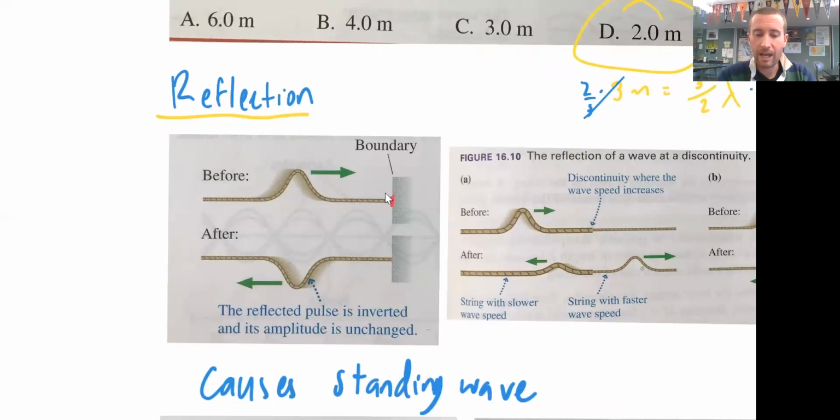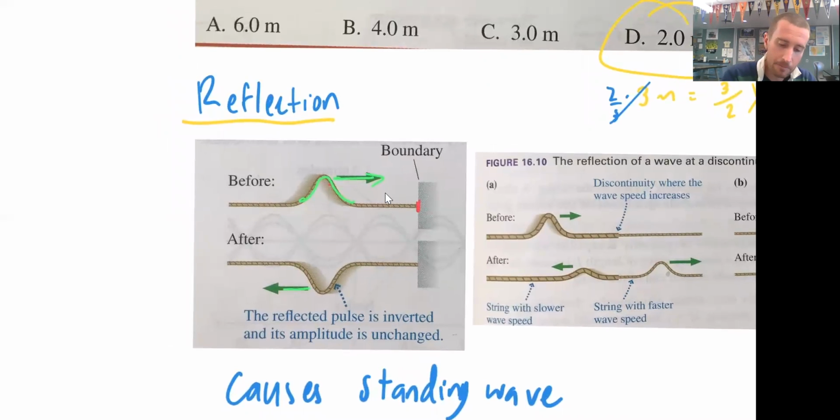So the wave comes in positive. You can see it's up here, has a positive amplitude. And then once it bounces, it goes back at the exact same speed. The size of the arrow is the same, so same velocity, but now it is inverted. So it has the negative amplitude. When it hits a boundary and bounces back, it's a negative amplitude.